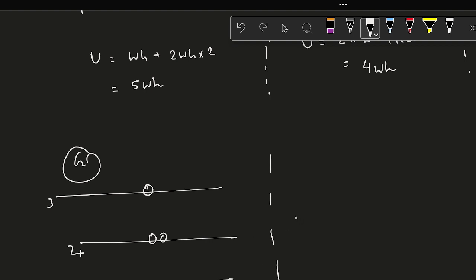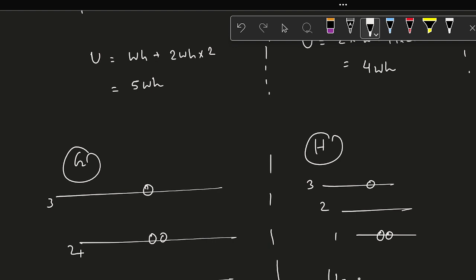So we have still 3 configurations left. What are those? So this is H, configuration number H, 3. So this is 1 person on top and 2 persons on bottom, and U will be 3 Wh plus 2 Wh, that is total 5 Wh.